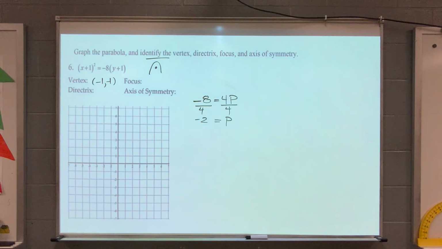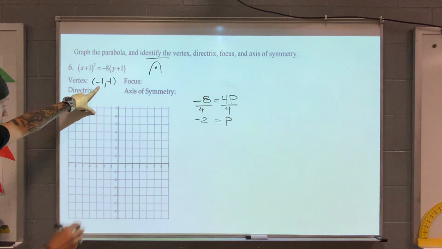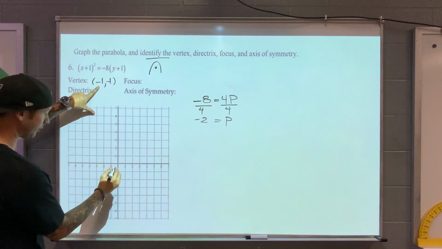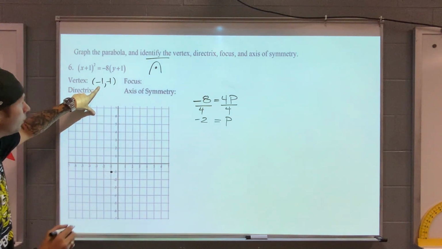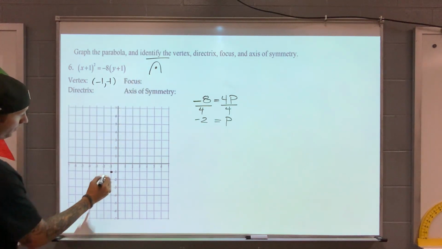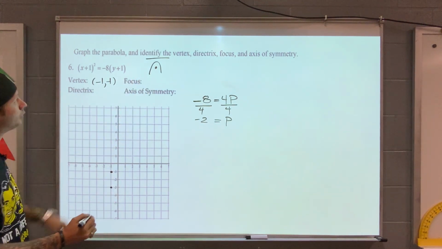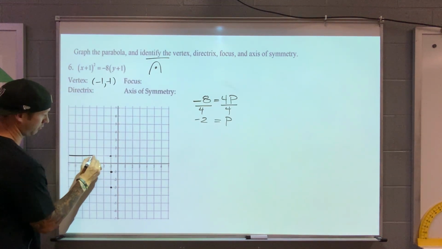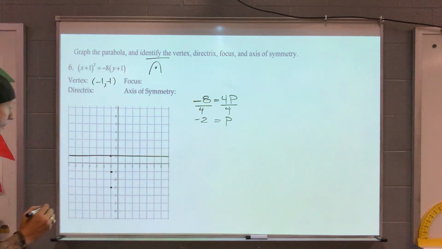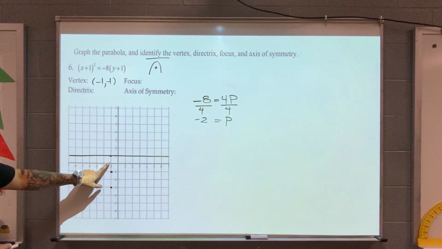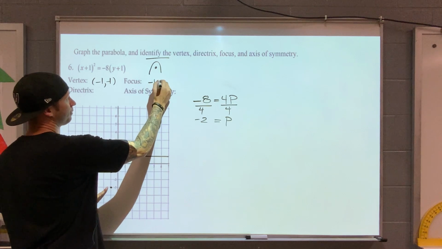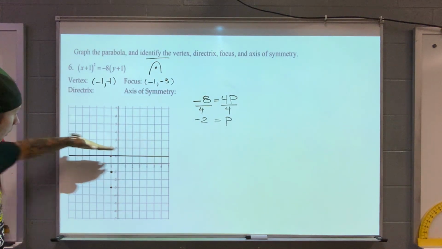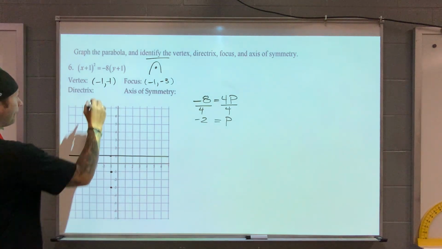So 2 is the distance from the focus, from the vertex and the directrix. So the vertex is at -1, 1. We're going to go down to the focus. So 1, 2. We're going to go up to the directrix. 1, 2. Okay. The focus is at -1, -3. The directrix is a horizontal line, y equals 1.